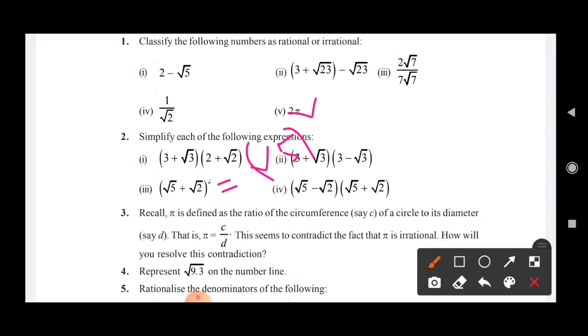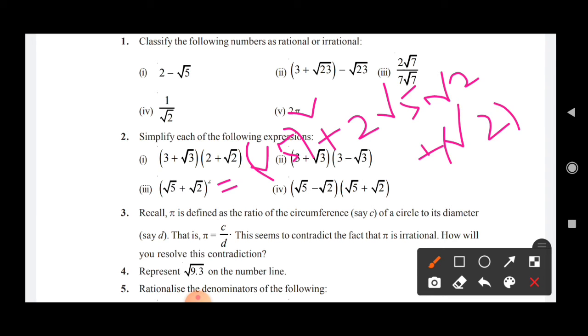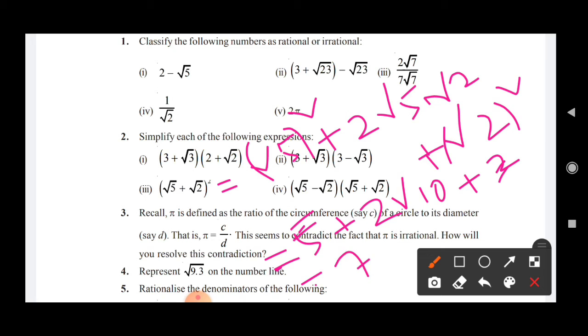x square plus twice xy plus y square. So you will have now 5 plus 2 root 10 plus 2. So this 5 plus 2 is equal to 7 plus 2 root 10. So this is the simplification of question number 3, 7 plus 2 root 10.